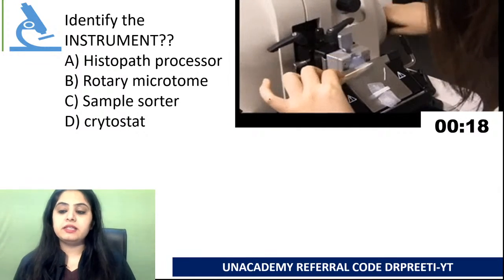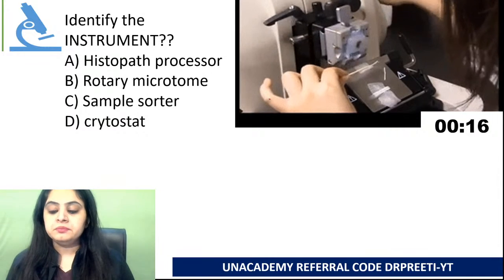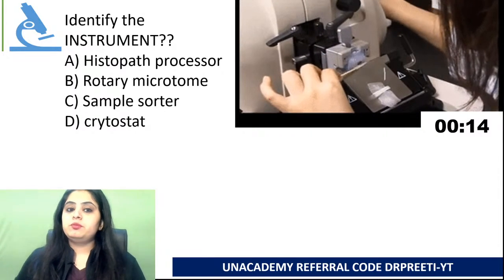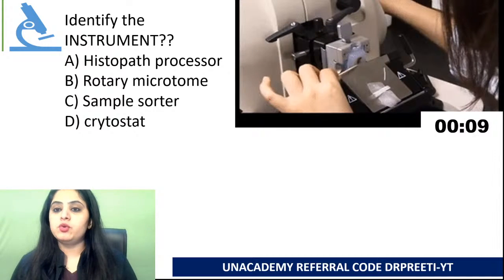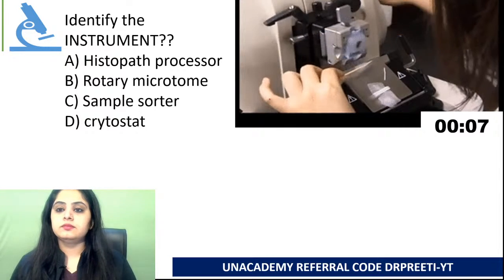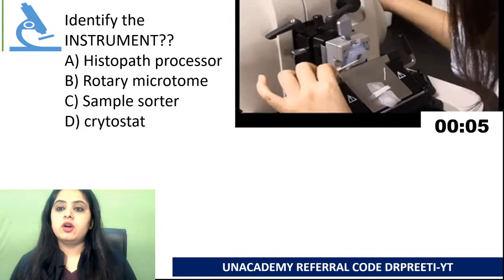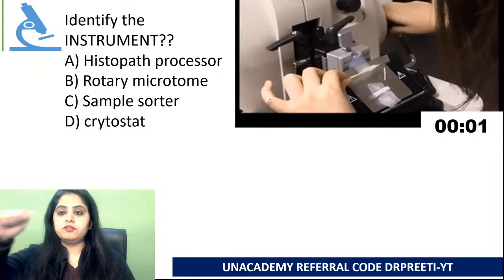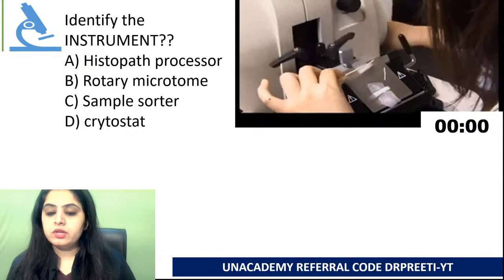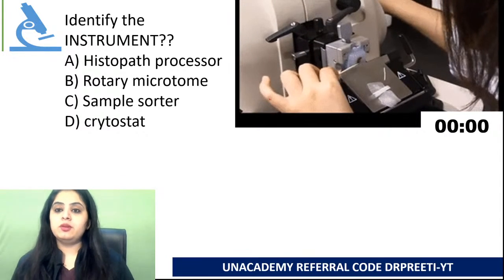You need to identify this instrument in this GIF. Histopath processor, rotary microtome, sample sorter, or a cryostat. Ten seconds more to go. So we've got a pathologist and there is a block and she is cutting it. So what is this? Okay, again a difference; there is a problem with B and D.